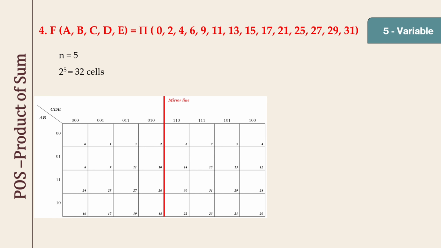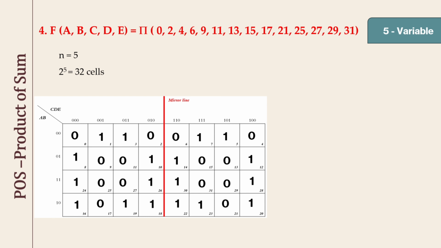Let's fill 0 at the logic cell 0, 2, 4, 6, 9, 11, 13, 15, 17, 21, 25, 27, 29 and 31. The remaining empty cells are filled with logic 1. Now it's time for grouping.